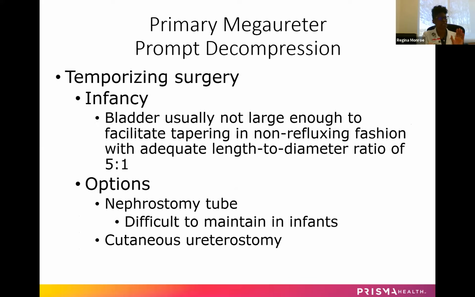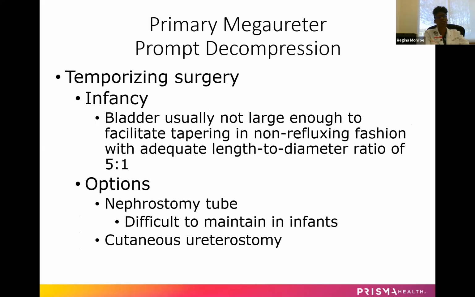Again, back to if we had an infant that needed prompt decompression, we would do a temporizing surgery in the form of a cutaneous ureterostomy, typically because the bladder usually isn't large enough to do a non-refluxing anastomosis. Cutaneous ureterostomy being the procedure of choice.